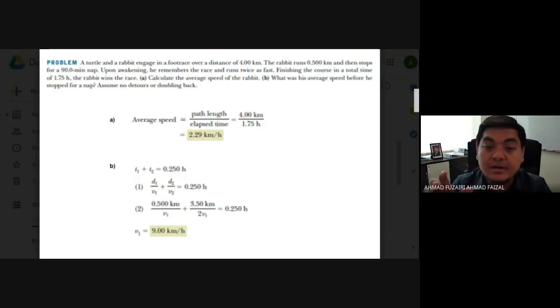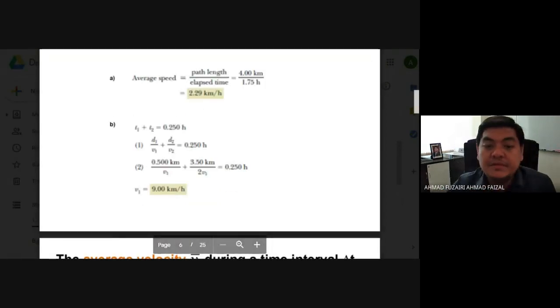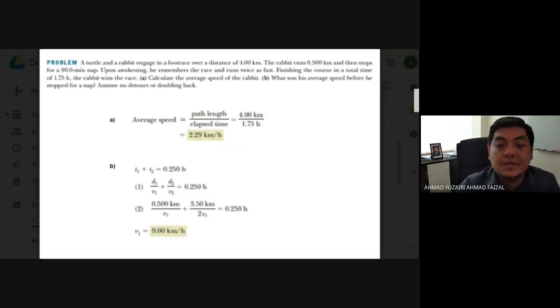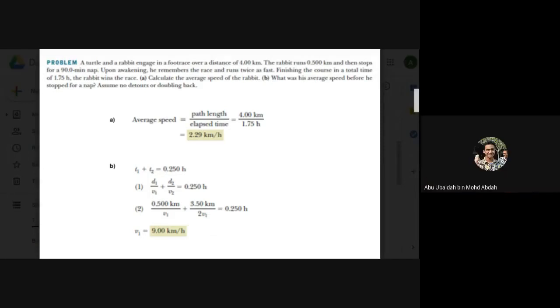So sekarang ni dia tukar. Dia ambil time tu, kita nak cari. So dia ambil D per V. Sebenarnya ada time lah setiap satu. So therefore, the V1 is equivalent to 9 km per hour. So 9 km per hour. And then the average speed of the rabbit is 2.29 km per hour. Okay. Faham tak? Boleh faham tak?